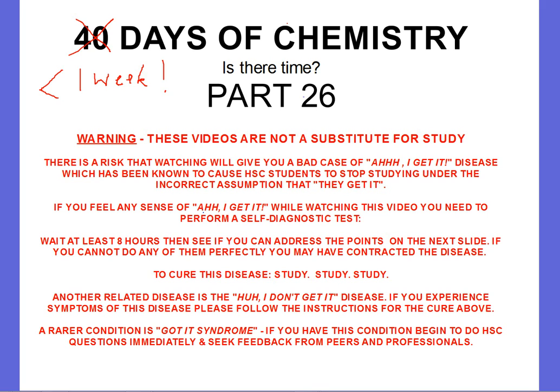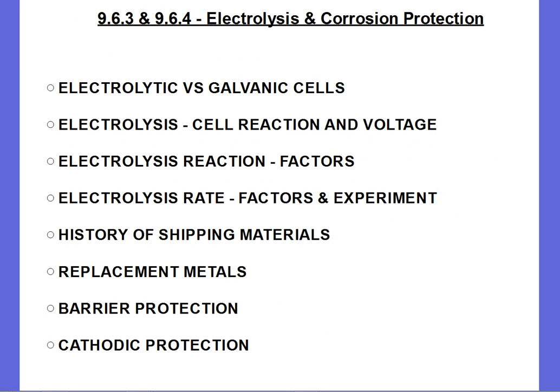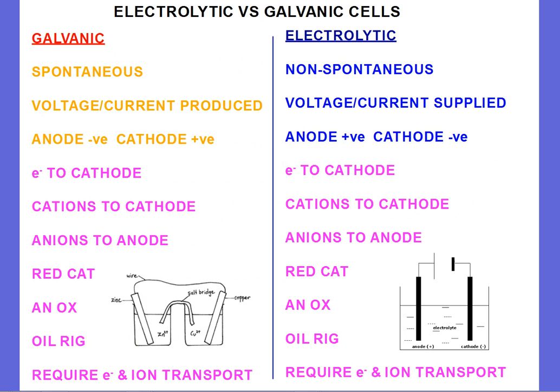This is 40 Days of Chemistry Part 26, this time looking at 9.6.3 and 9.6.4, electrolysis and corrosion protection. And the first thing is electrolytic versus galvanic cells.